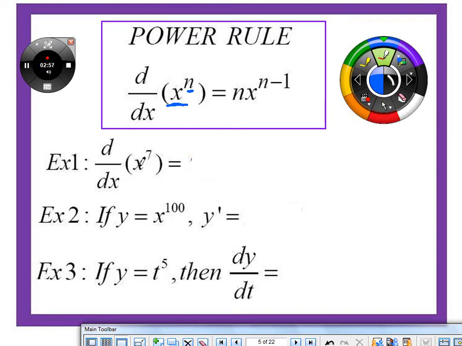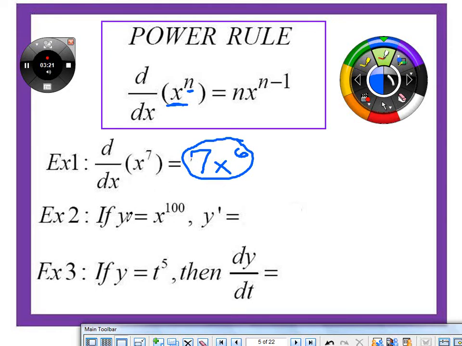Okay, so let's look at example 1. d dx of x to the 7th: you'll bring the 7 out in front, you rewrite the x, and then reduce it by a power. So that would be x to the 6th. Okay, so final answer, that's your derivative. Extremely shorter than what we were doing in chapter 2.